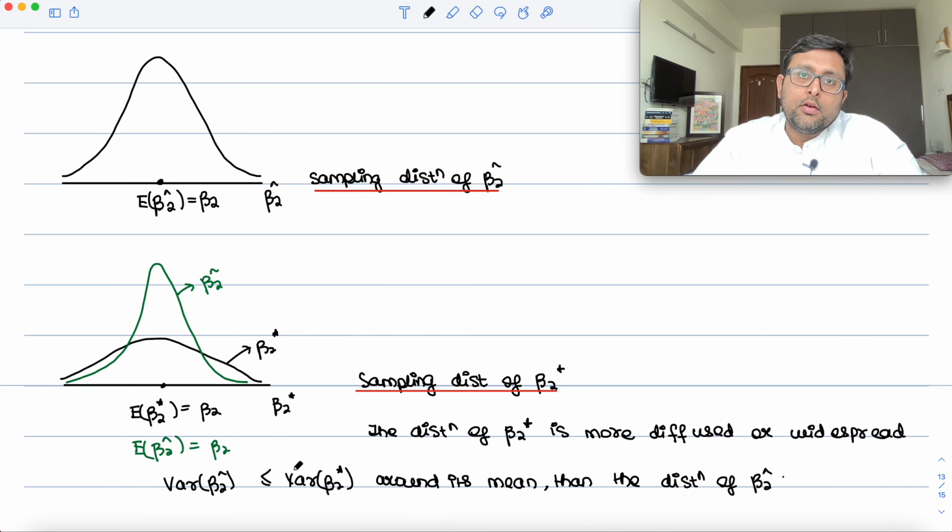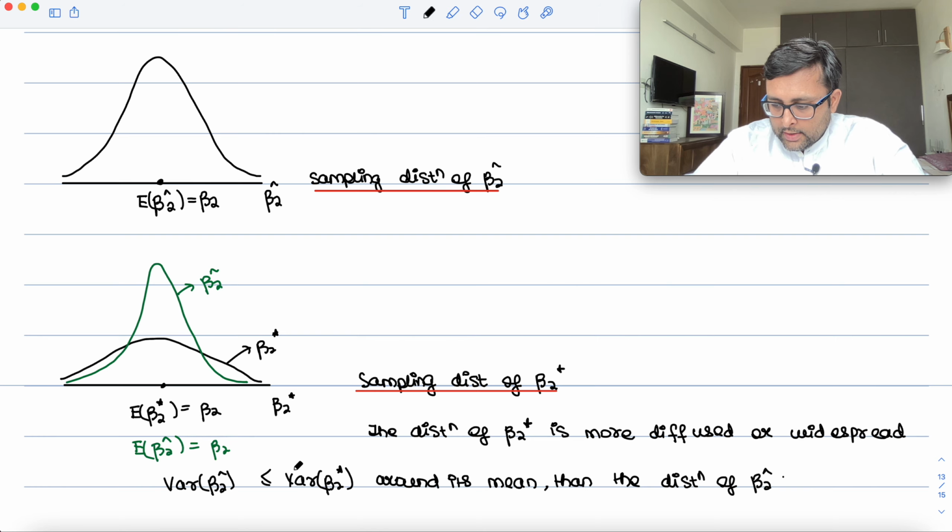Given that both the estimators are linear and both of them are unbiased, you will choose the estimator which has a lesser variance, right? Which is more precise. So you are likely to choose the one which is much nearer to the mean instead of much more diffused around its mean.